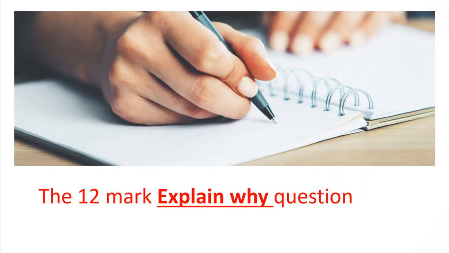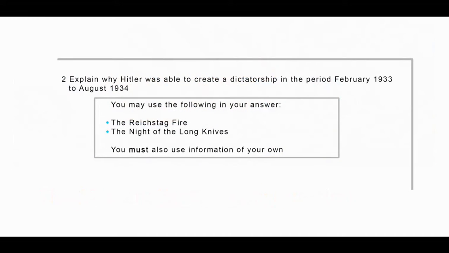Answering the 12-mark Explain Why question is a particularly important skill. It appears not only on the Germany paper but also on paper 1 and paper 2. Here is a small video to explain how to do it. So what you're essentially being asked to do here is to explain why something happened, explain the impact of something, explain the consequences of something.